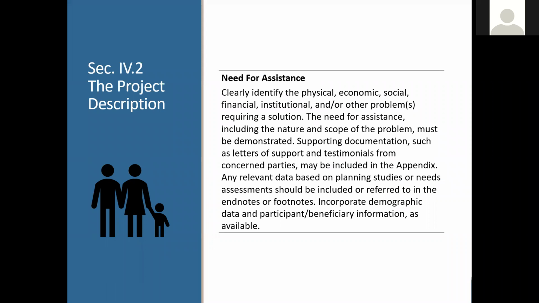For the need for assistance section, applicants should clearly identify the physical, economic, social, financial, institutional, and any other problems that require a solution. The need for assistance, including the nature and scope of the problem, must be demonstrated. Supporting documentation such as letters of support and testimonials from concerned parties may be included in the appendix.